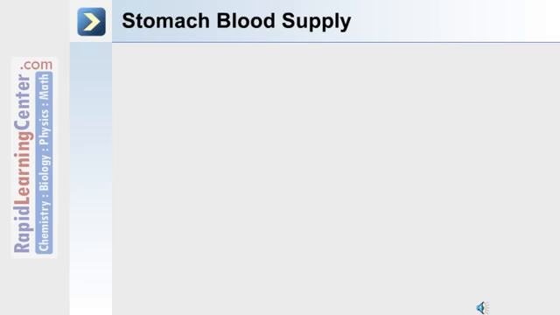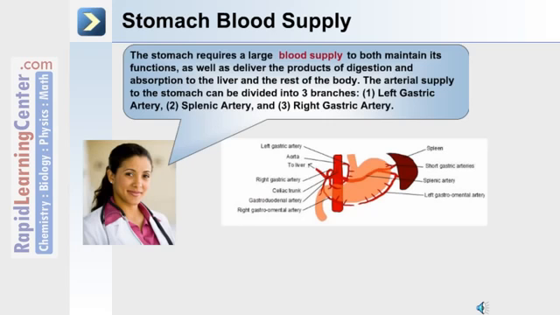The various processes of the digestive system require a tremendous blood supply, both to maintain its action and to deliver the products of digestion. The arterial supply to the stomach can be divided into three branches: the left gastric artery, the splenic artery, and the right gastric artery.